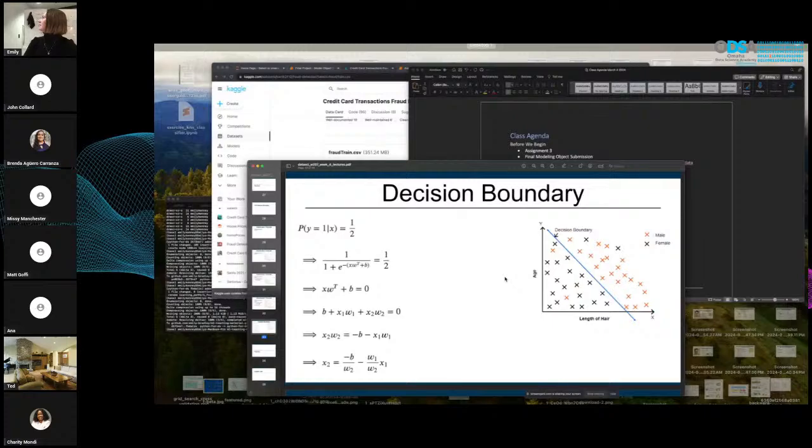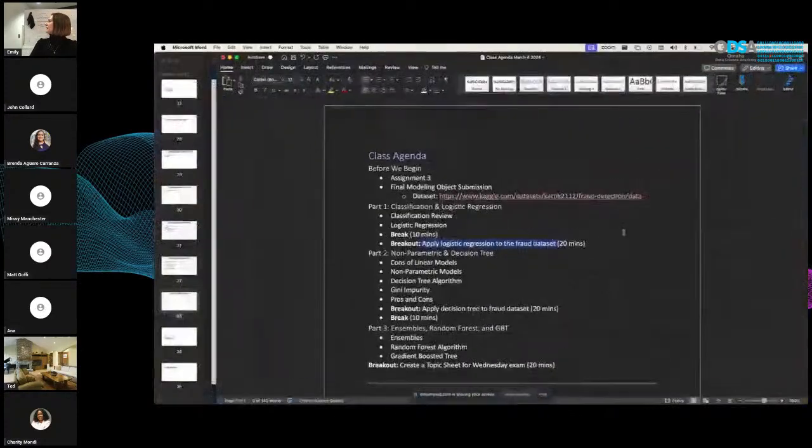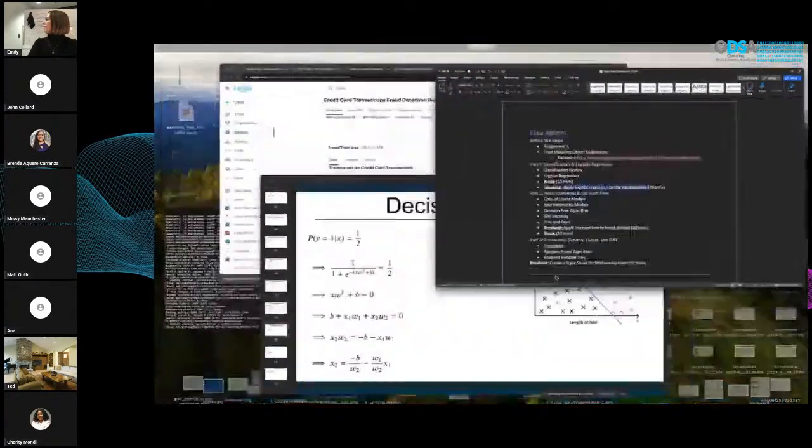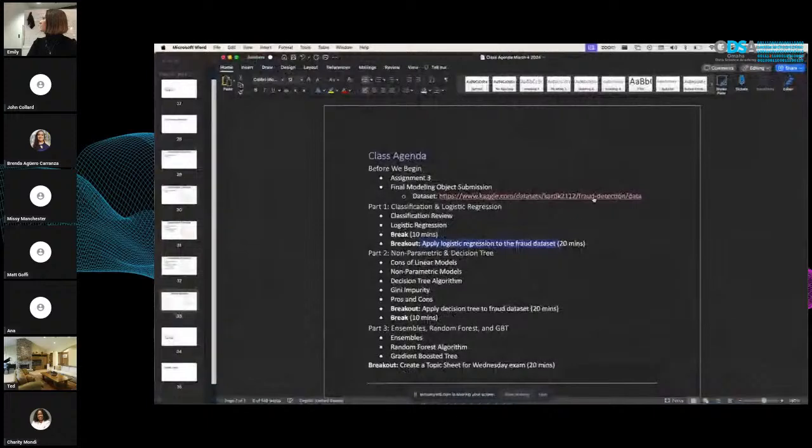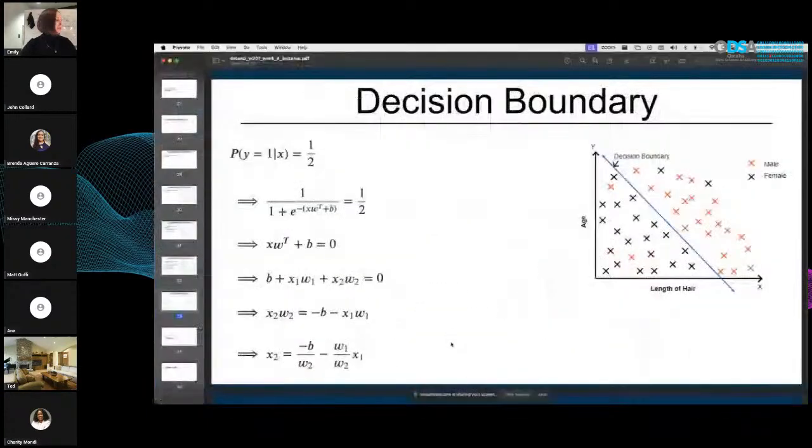Let's see. Okay, I think that is all I had for logistic regression. Let me double check my notes here. Hold on. Yes, okay. That's all I had for logistic regression.